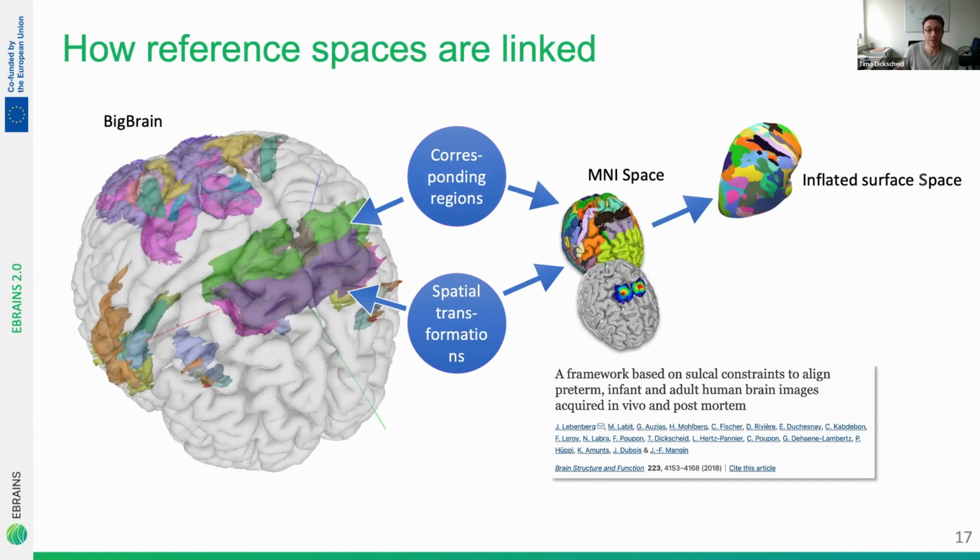We are exploiting here a set of very precise transformations between the reference spaces that have been computed by our friends at Neurospin in Paris, and are based on diffeomorphisms, which are constrained by sulcal patterns on the brain. So there is a regularization here of this registration process in terms of major sulcal patterns. So this is structurally quite well controlled, what the registration is doing there.